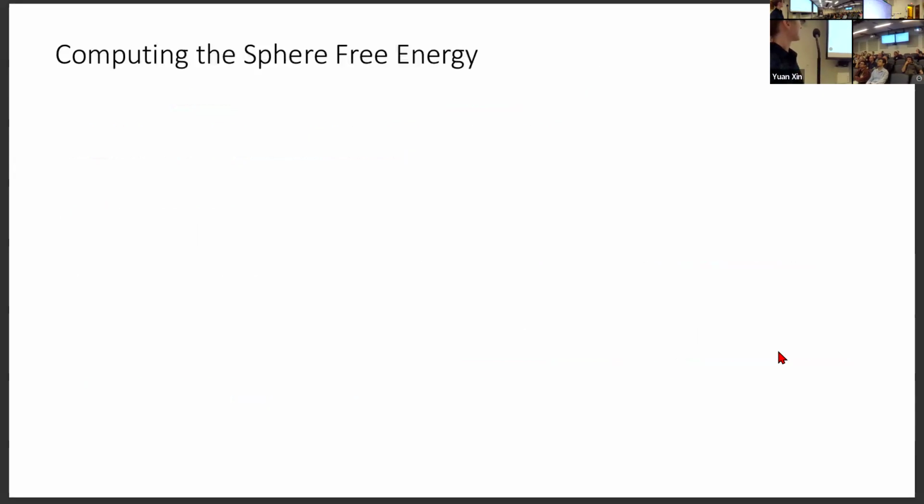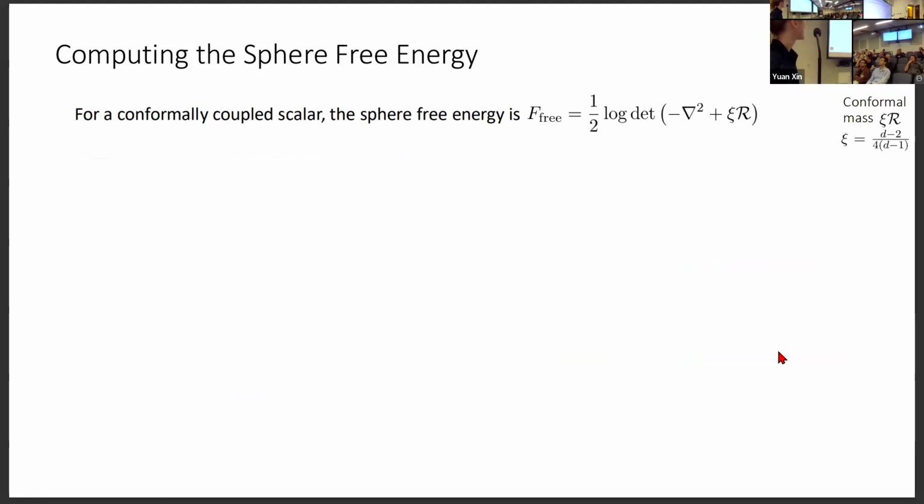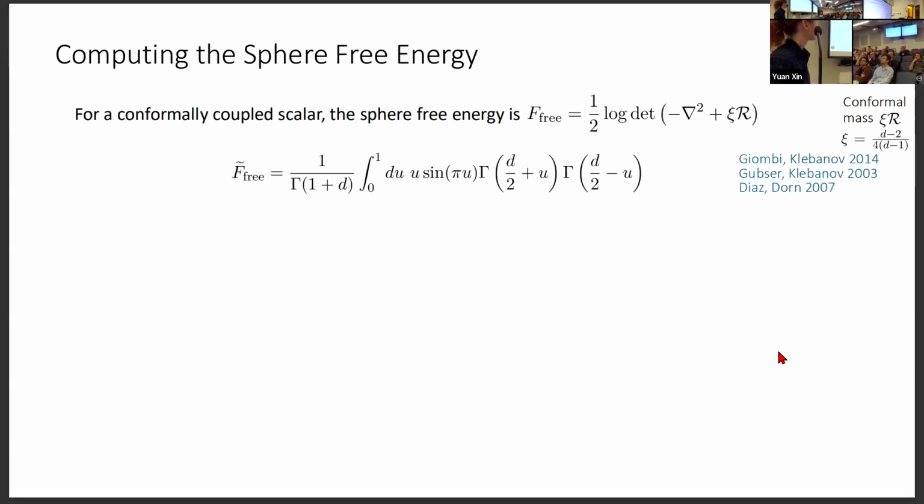Okay. So now, how do we compute the sphere free energy? Starting from the basics, for a conformally coupled scalar, the free energy is just this functional determinant of the kinetic operator, where here we've included a conformal coupling as usual. And for F tilde, this quantity is just given by an integral where we've again multiplied through by sine pi d over 2.